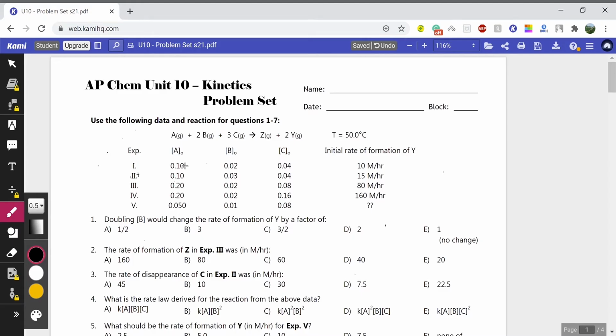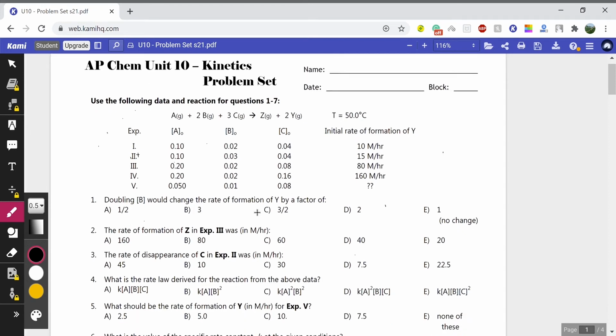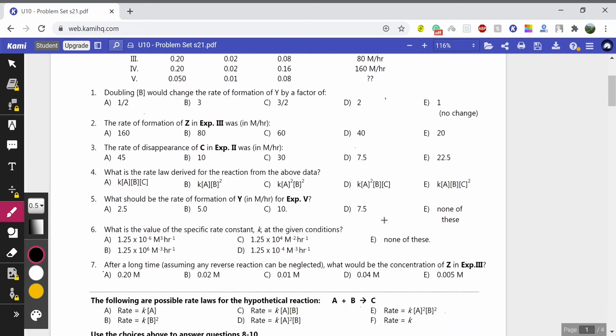Hi, in this video we're going to be going over the Unit 10 problem set, and this will be the study guide for everything we learn in our kinetics unit. First, I'm going to go through this really quickly, and then we can start going.